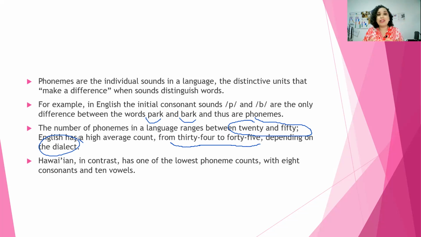You are going to keep learning the language as much as you practice and as much as you are open to keep trying. This is about studying, yes, but also about trying and experiencing the different phonemes. For example, Hawaiian, in contrast, has one of the lowest phoneme counts, with 8 consonants and 10 vowels. The dialect from Hawaii has a simple phoneme count.